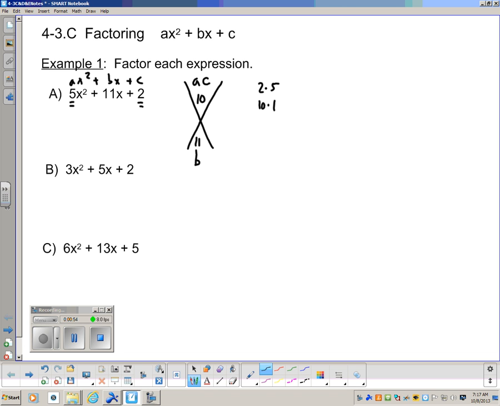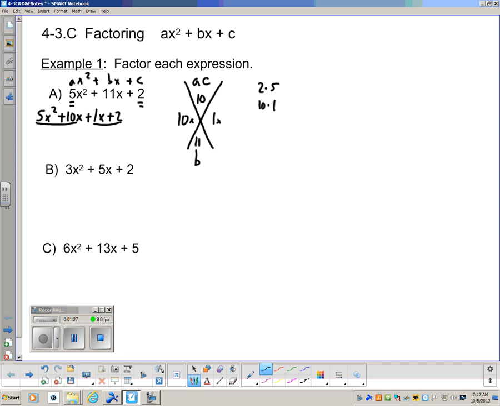So 10 times 1 will also give me 10, and those add to give me 11. So it becomes 10 and 1 here. We're going to put x's in here. So if I rewrite this, I'm going to write the first term exactly what it is. I'm going to rewrite the second term here, so 10x plus 1x plus 2. So notice it's exactly the same value if you look back up there, 5x squared plus 11x plus 2, because if you add 10x and 1x, you get 11x.